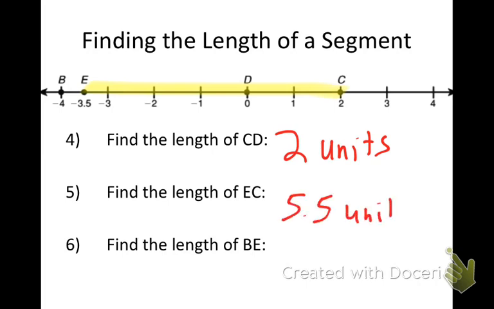How'd you do that, Blake? Well, I just did 3.5 to 0, and then 2. So that's 3.5 right there, plus 2. That is a great way to do that problem. All right, last one here. This is the one most people make a mistake on. Number 6. Becca, what do you got for an answer?